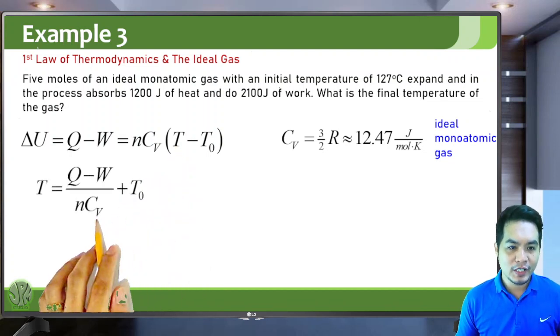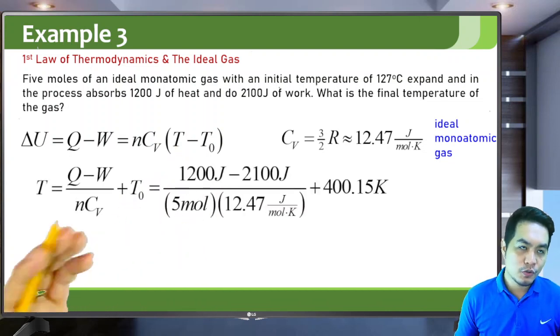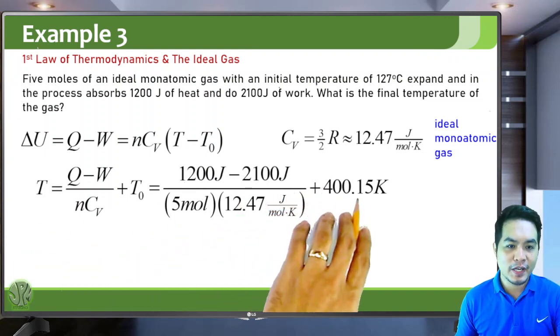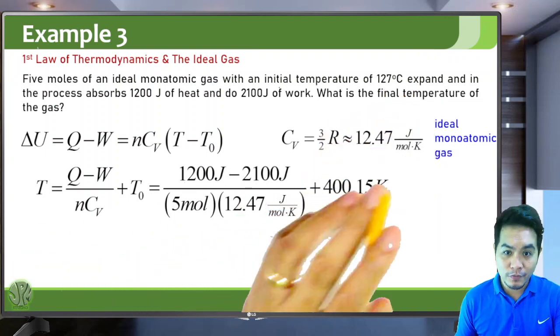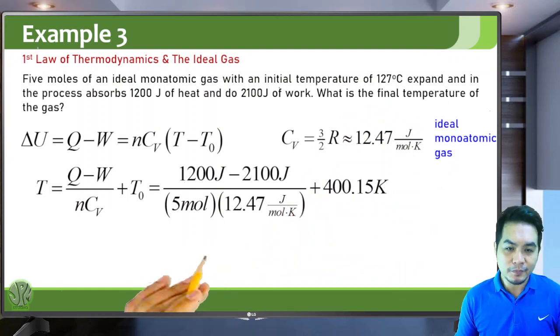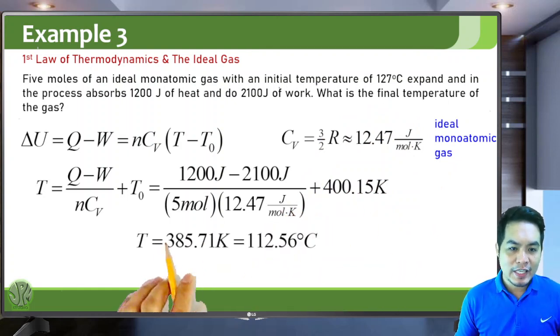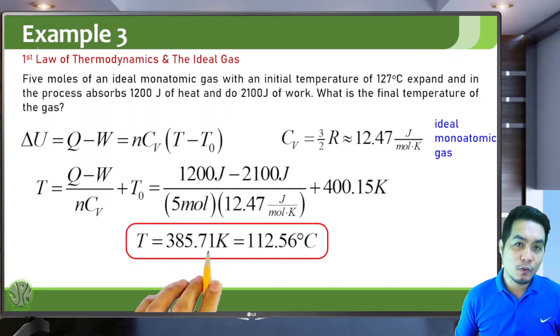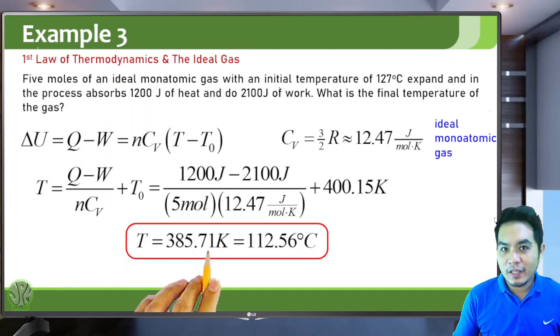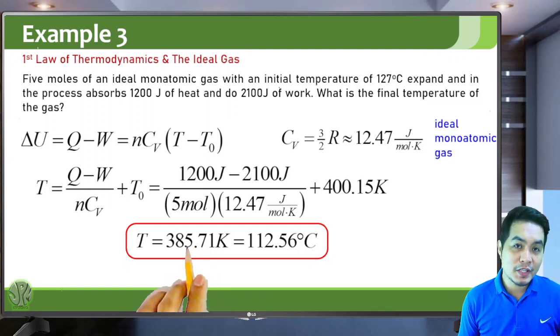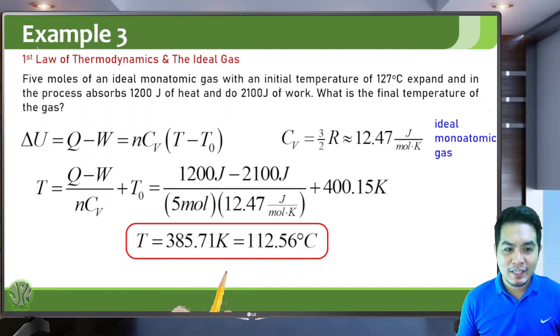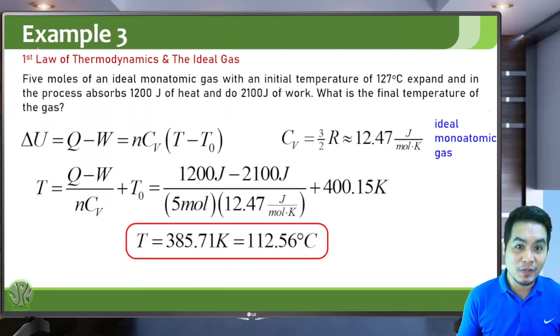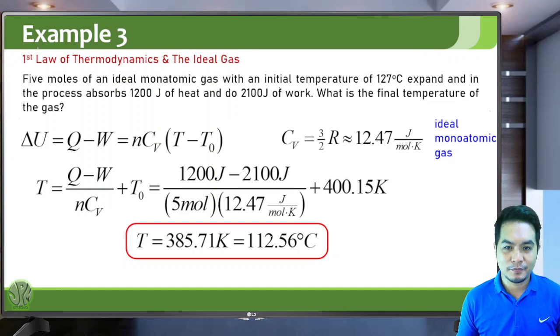So you solve for T, you will get this one. Substitute all of the values. The initial temperature is 127 degrees Celsius. Convert that into Kelvin. That's actually 400 Kelvin. And then you will get an answer of 385.71 Kelvin. If you are required to get the temperature in degrees Celsius, you subtract 273 from this, and you will get 112.56 degrees Celsius. So we now have a problem which combines the topics in Unit 2 and Unit 3. So that's all.